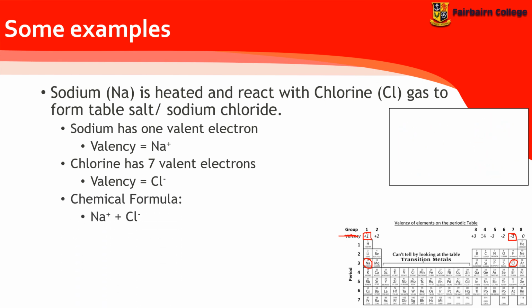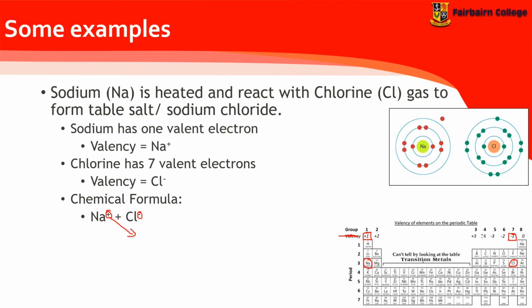For the chemical formula, we write those two next to each other, and then we take this and cross it over, and we take this and cross it over. Remember, there's no number there, but there's an imaginary 1 there. So then this becomes 1 and 1. Then it looks like this, Na1Cl1. But remember, we don't write the 1, so it just becomes NaCl.